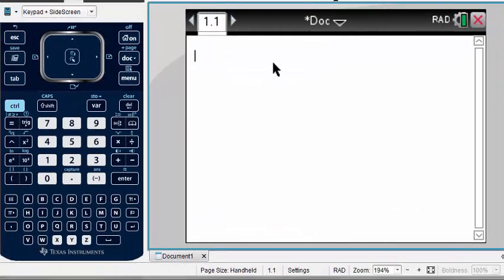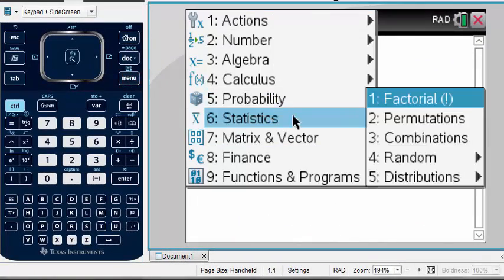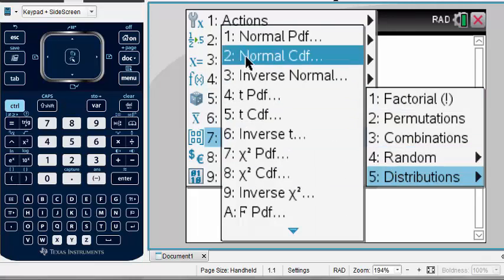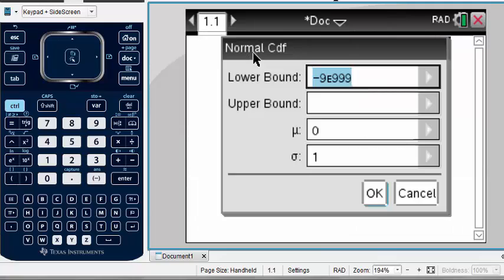So here's what I'm going to do. Menu, probability, distributions, normal CDF. And this is the calculator way of saying negative infinity. Negative 9 times 10 to the 999th. It's a negative, huge number. If I wanted to say positive infinity, I would simply get rid of the negative and it would be 9 times 10 to the 999th.